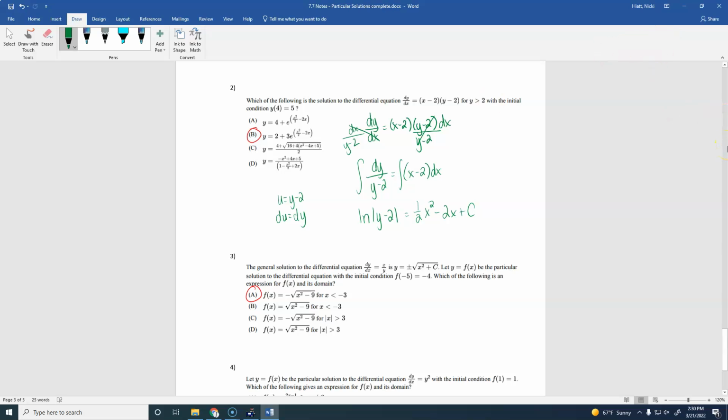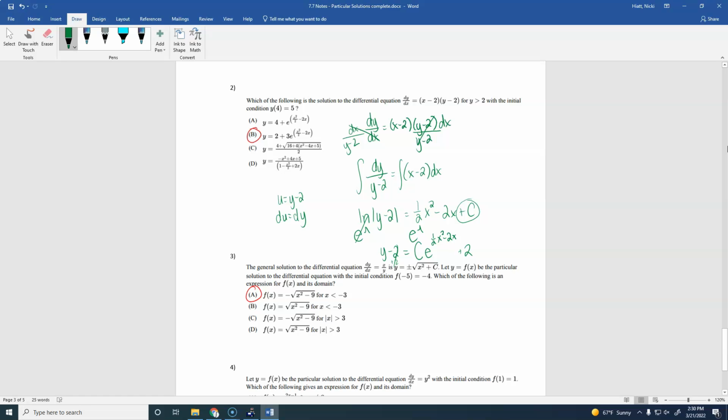At this point, you're going to do e to the power. So y minus 2 is going to equal this c right here is going to go out front as your big C, e to the 1/2 x squared minus 2x. And then you'll add the 2 over here to this side.